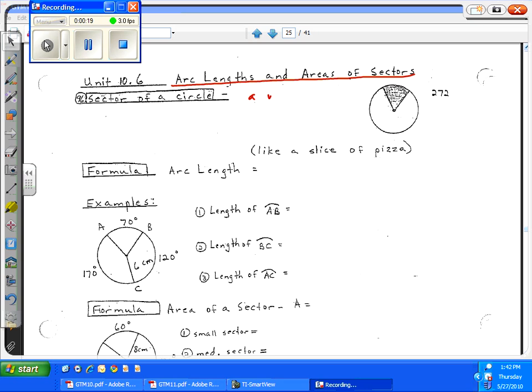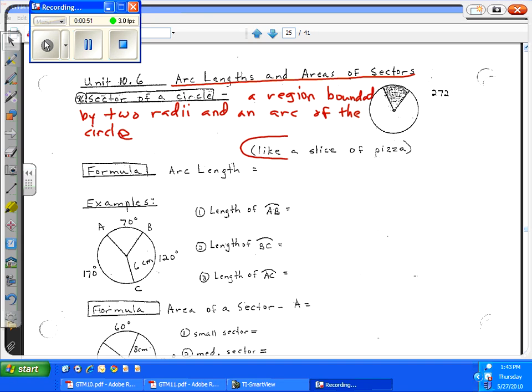A region bounded by two radii and an arc of the circle, as is highlighted and shaded in the picture there. It looks like a slice out of a pizza, you see. Okay?